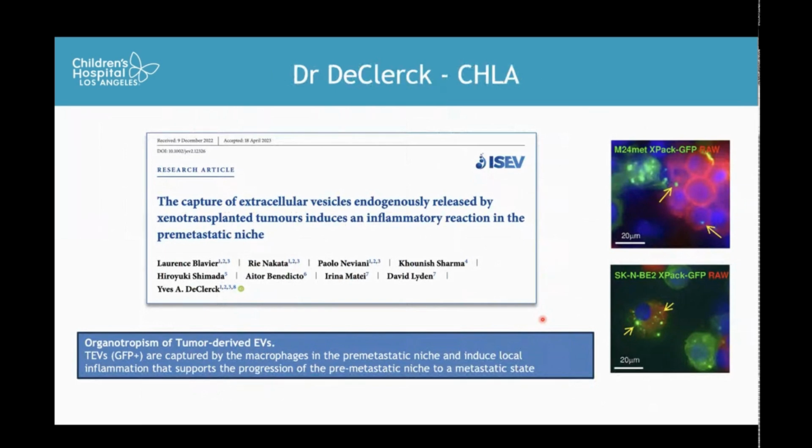Finally, I just want to mention this paper that just came out by Dr. de Klerk at CHLA. Here they study organotropism of tumor-derived EVs, where GFP-tagged tumor-derived EVs are captured in the premetastatic niche at the lung and liver level in an organotropic specific manner, and they induce inflammation. So these are GFP positive EVs that have been taken up, in this mouse model, by the macrophages.